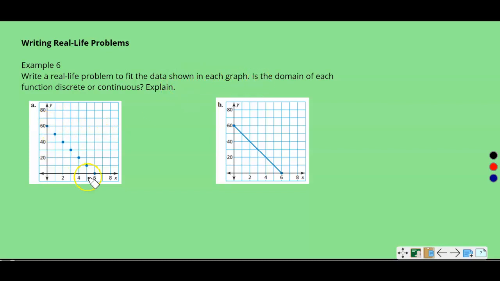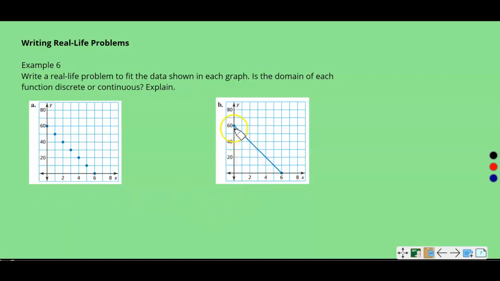Okay, so for graph A, one possibility could be that a person is on a game show and they're answering questions to earn money. And X would be the number of questions that they answer incorrectly, and Y would be the amount of money that they earned. Because it's not possible to answer part of a question incorrectly, then your domain is discrete. That's why it's showing up as just points on here. And again, that's one possible answer for A part.